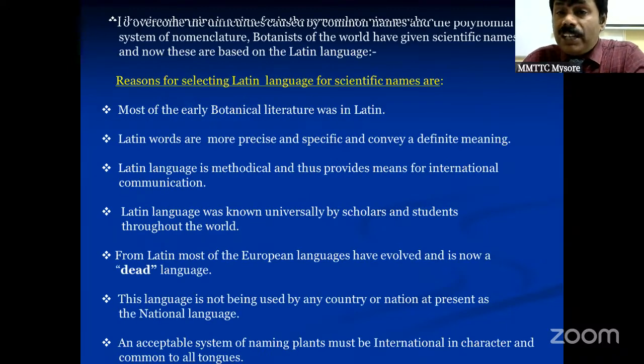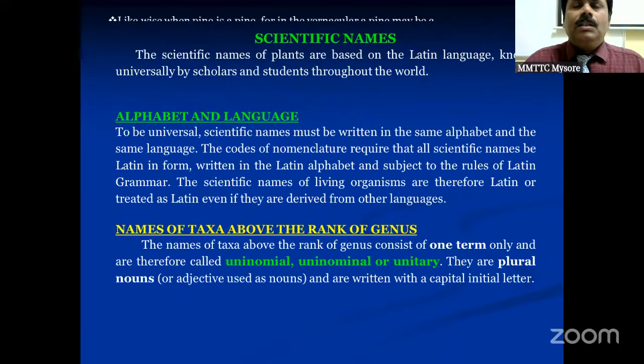Henceforth, to overcome the difficulty that resulted from the polynomial system of nomenclature, botanists of the world have given scientific names, and now they are based on the Latin language. I told you about the importance of the Latin language, why we are considering Latin. You will understand later because we are going to share that. Then scientific names. This is the one where we need to understand the way we are having the document. So that should be the spirit. The scientific names of plants are based on the Latin language, known universally by scholars and students throughout the world. Then the alphabet, to be universal. We wanted it because of the 188 countries in the world.